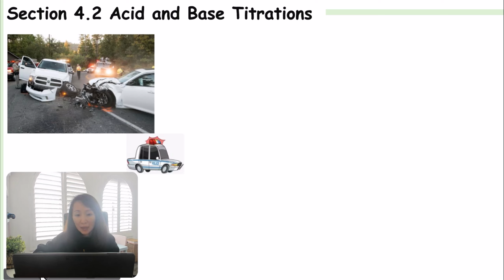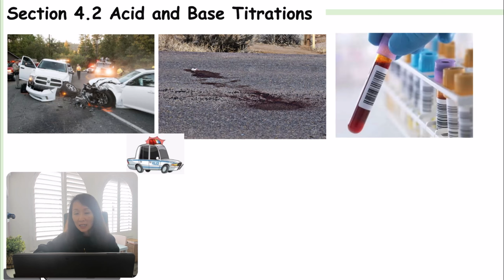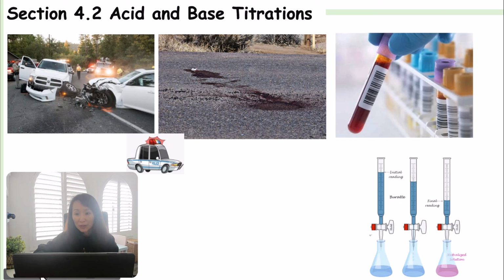So a police officer comes around, and he collects a sample of blood. Then he takes that blood sample to a forensic lab. The forensic guy is going to test whether this blood sample has alcohol or not through a process called titration.